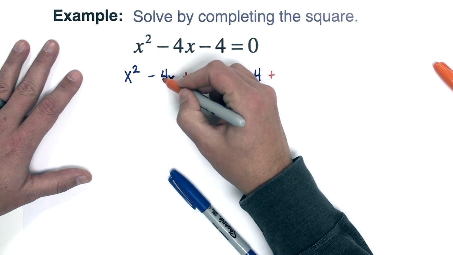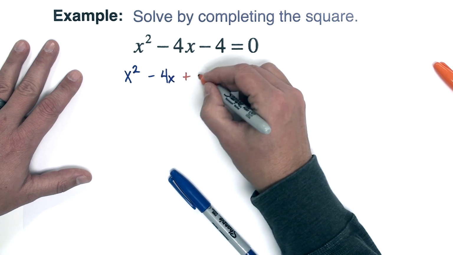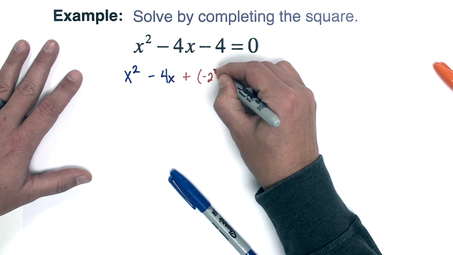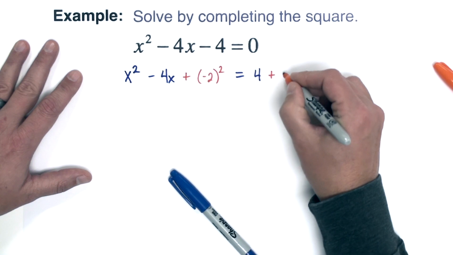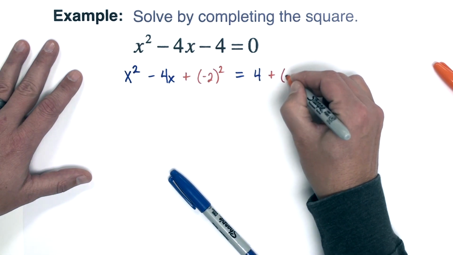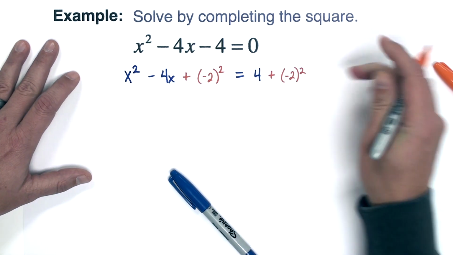I want half of negative 4. That's a little different this time. Negative 4 is negative 2, and I'm going to square it. And over here I'm going to add negative 2 squared.